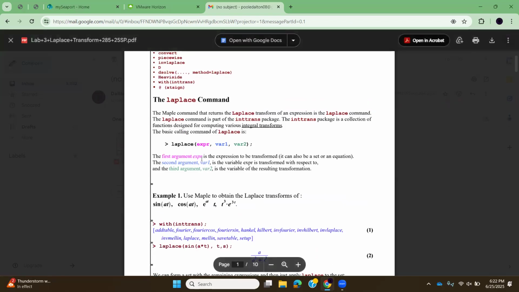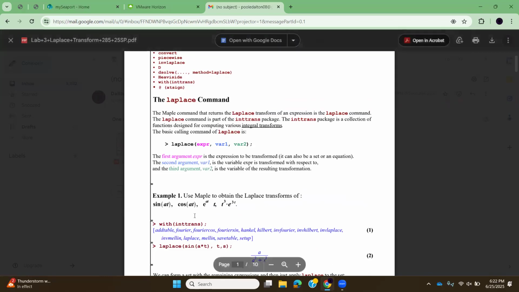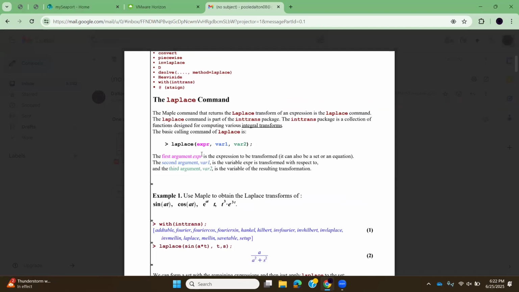So they show us here the syntax. Basically, you're going to put in the expression, which is, for example, cosine of t, and then you tell it the first variable and the second variable, where the first variable is what variable the original expression is with respect to. So in this case, t, and in our case, variable two would be s. But obviously, different types of transforms use different things. Like the Fourier transform might transform from t to omega instead of t to s. Just depends. But that's just syntax.